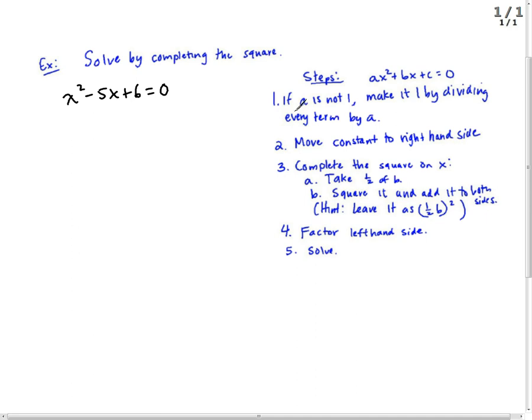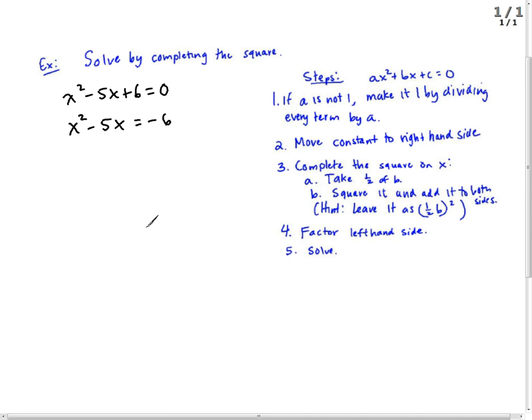Okay, so if a is not 1, we make it 1. Well, notice a is 1. Okay, then we move the constant to the right-hand side. So this 6 will be moved over. So x squared minus 5x equals negative 6.